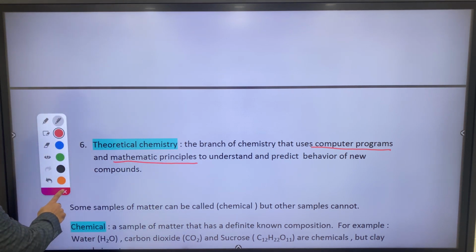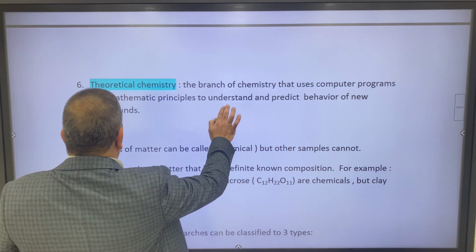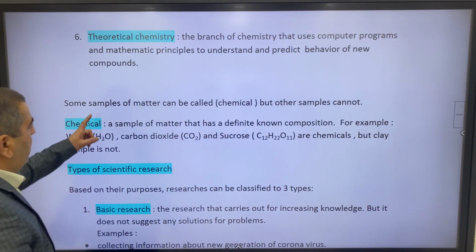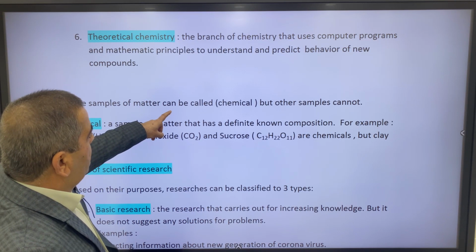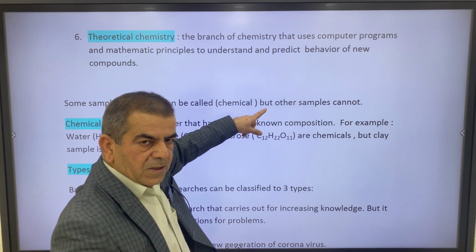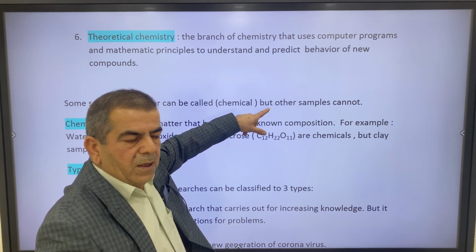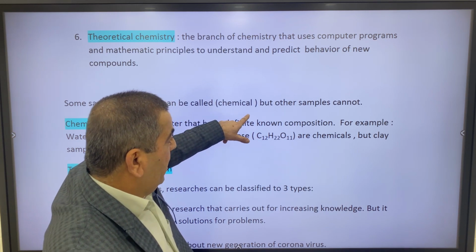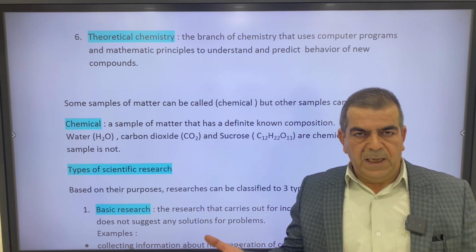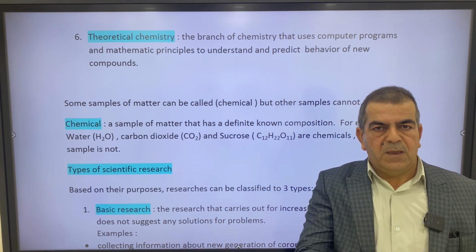Let's move to another topic. The next topic, okay, we have here some samples of matter that can be called chemical. So for example, drugs, the medicines that we buy from the pharmacy, we call them what? We call them chemicals. Other samples cannot. So for example, a piece of clay, you cannot say it's a chemical, okay? A piece of wood, you cannot say it's a chemical.